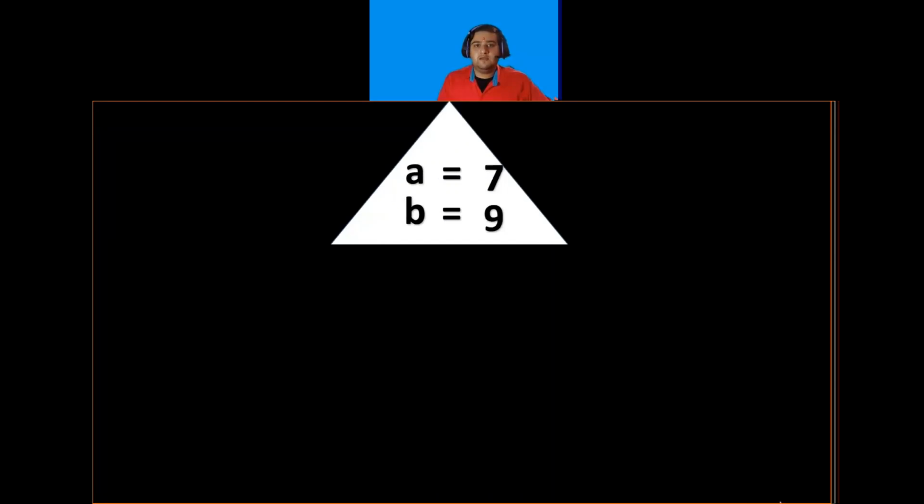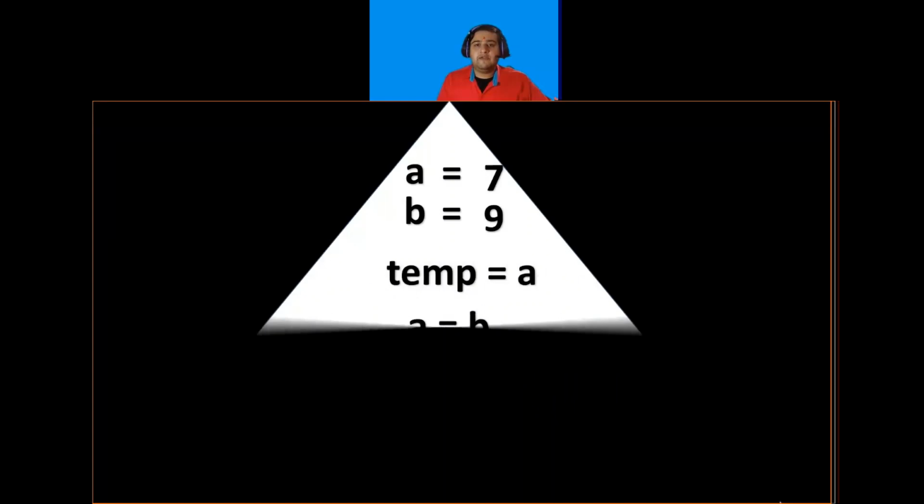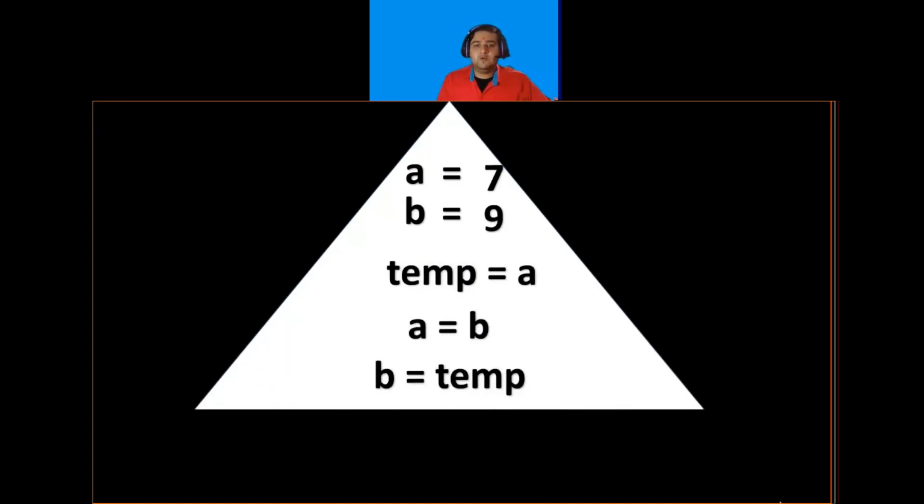For the programming part, let's take two values. For example, here I take A is equal to 7 and B is equal to 9. Let's put my formula here. So here I will write firstly temp is equal to A, then A is equal to B, then B is equal to temp. First of all, the value of A is going to be assigned to temp.